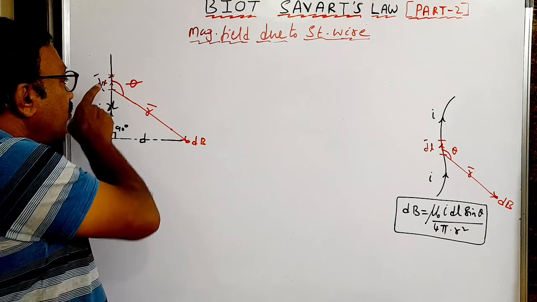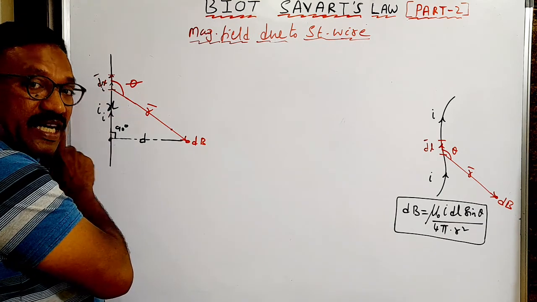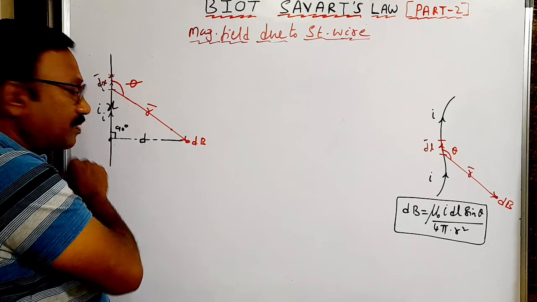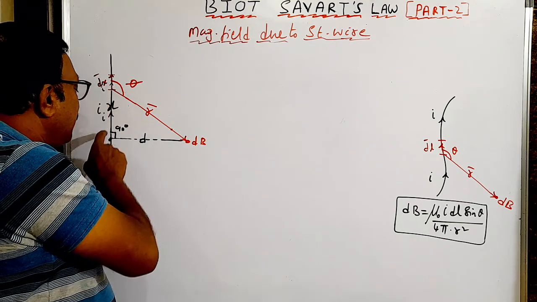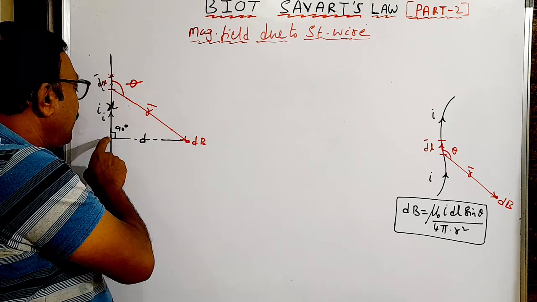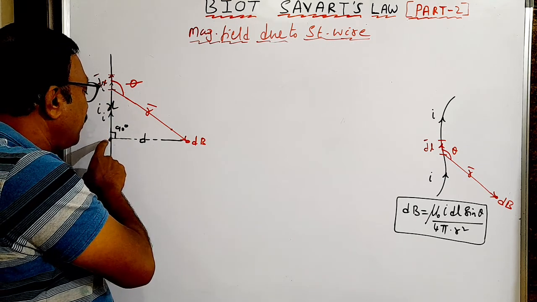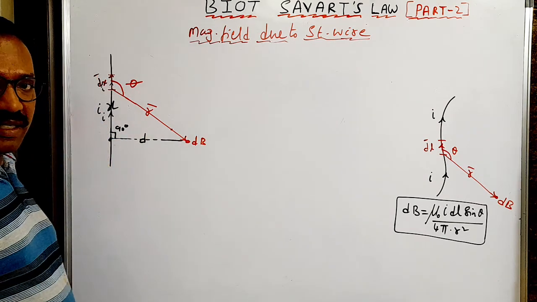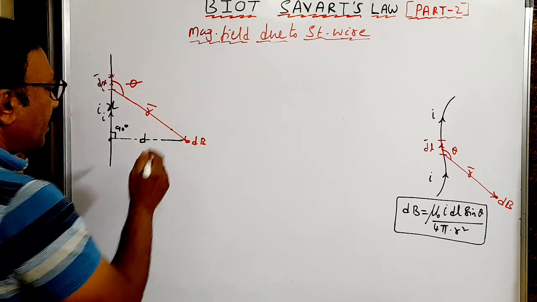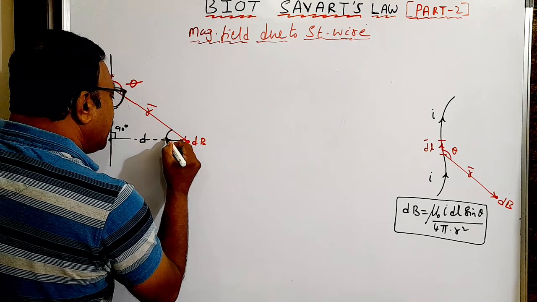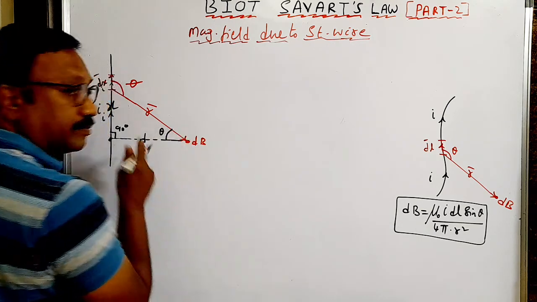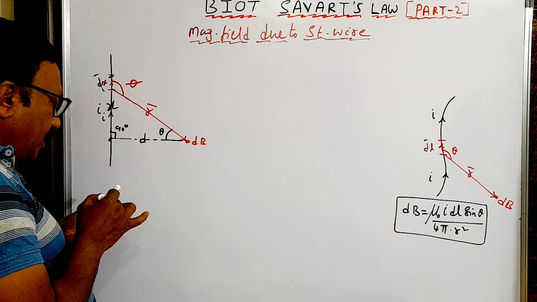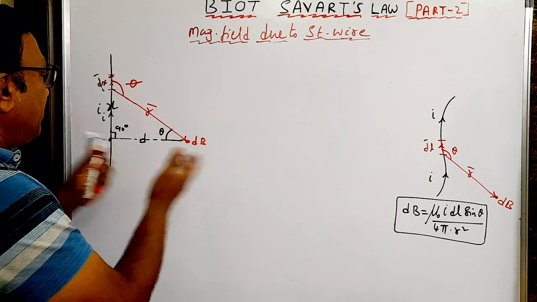x is the distance of the current element of the wire, chosen at a distance x from the point where the perpendicular is dropped. All this comes under the construction part. So let this angle be theta now. I am taking theta here. Now let me apply the same formula.